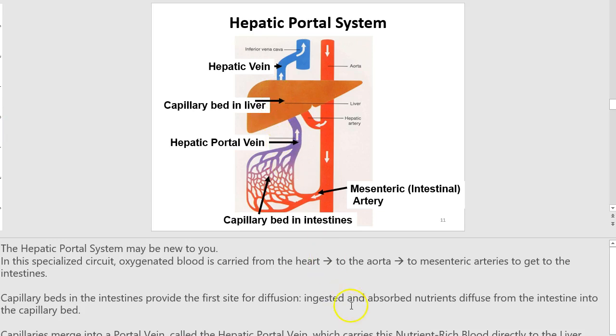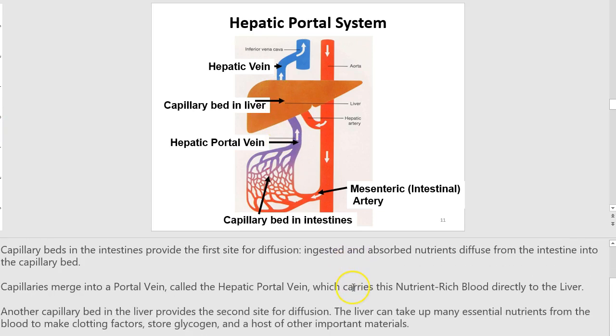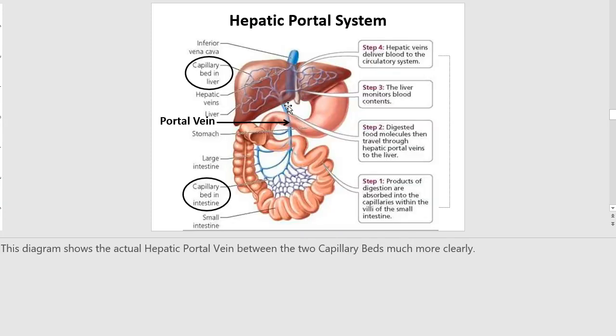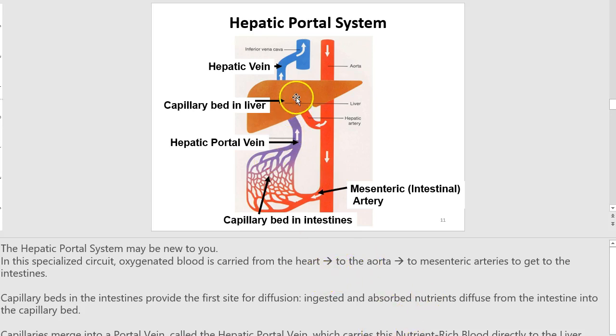And here, the liver can actually take up many essential nutrients from the blood, things like fatty acids, amino acids, and glucose to store as glycogen. Because the liver has to make clotting factors, it makes a host of important molecules for the rest of the body. So it gets first stab at all the nutrients you absorb from the intestine. From here, the blood then continues in a regular venous system going back to the heart. And the vein from the liver to the inferior vena cava is called the hepatic vein.